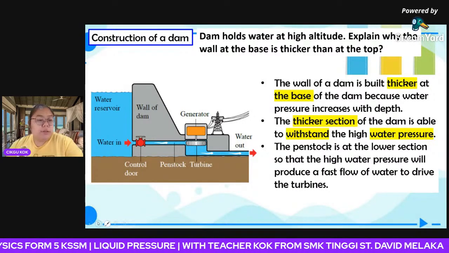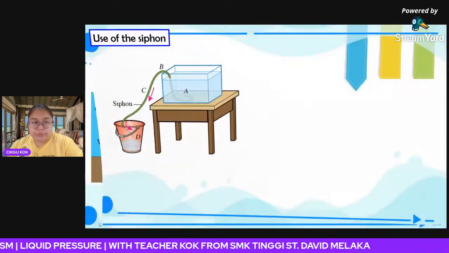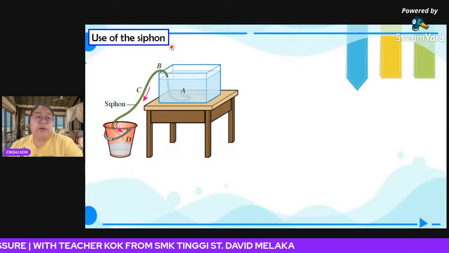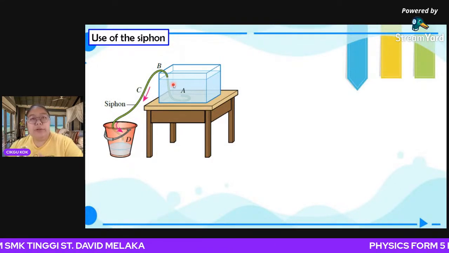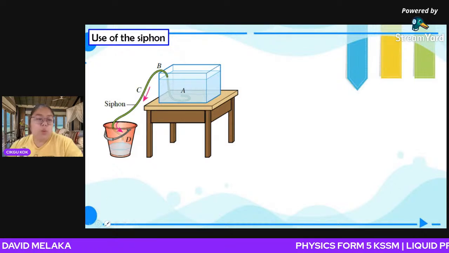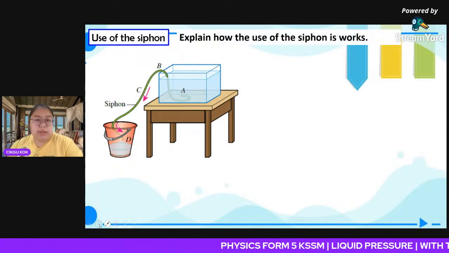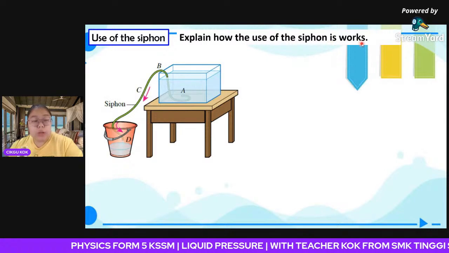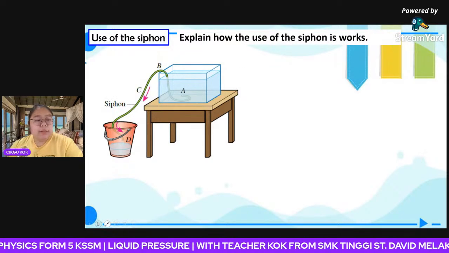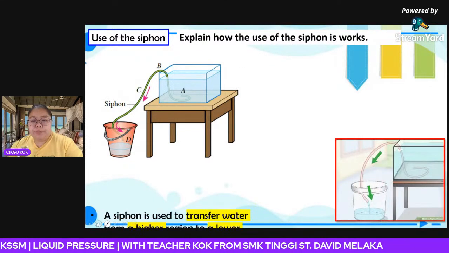Okay, now we go to the last one, which is the use of the siphon. They're also talking about pressure. Normally the pressure flows from high to low. Now we go to C: explain how the siphon tube works. How does it work? Now let's see the explanation.